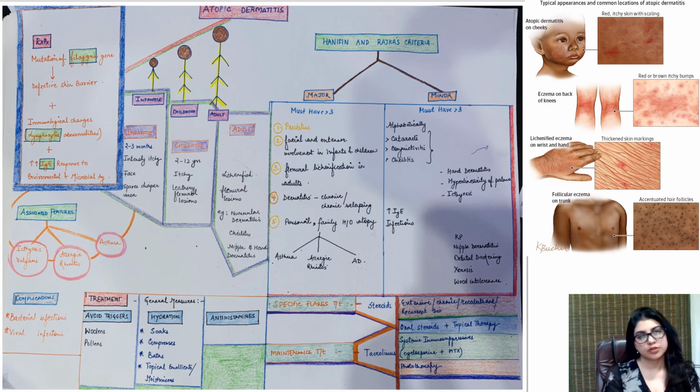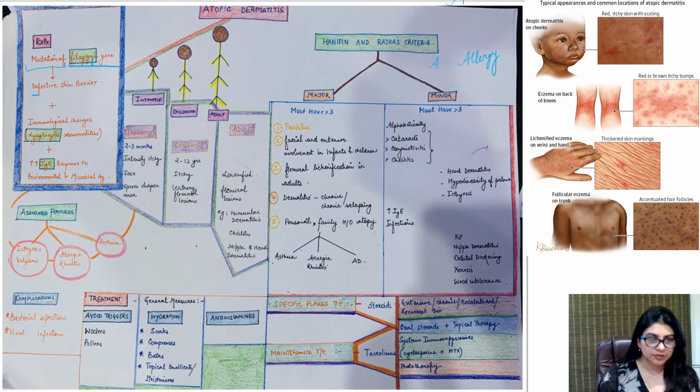Today is a very basic topic of atopic dermatitis. Atopy means allergy. A for atopy, and A is for allergy. Okay, let's talk about how does it happen. The mutation of which gene is responsible for this? Filaggrin gene. Filaggrin gene is responsible for this.